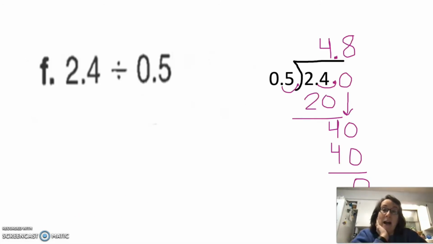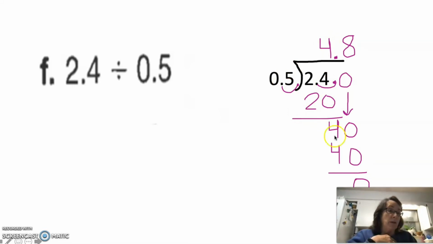Okay, so now we're on F in our practice problems. 2.4 divided by 0.5. So we have 1 decimal place here. We're going to have to move that decimal 1 to the right, and then this one over here has to also move 1 to the right. So we end up with the same thing as 24 divided by 5, which is going to go 4 whole times. 4 times 5 is 20.